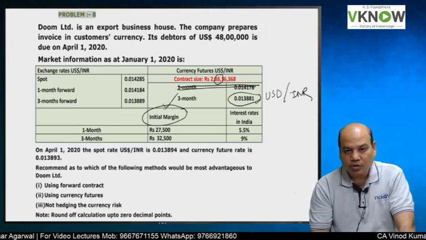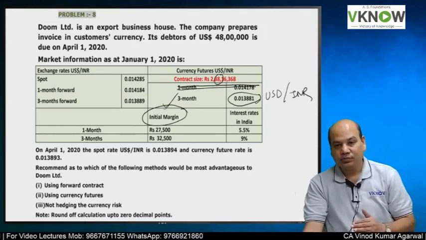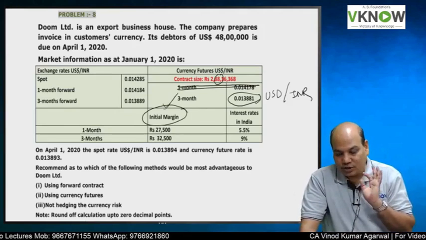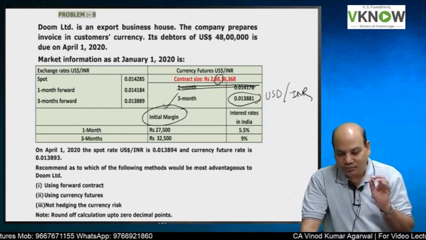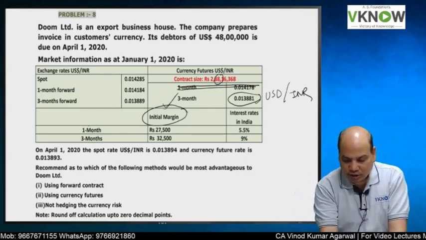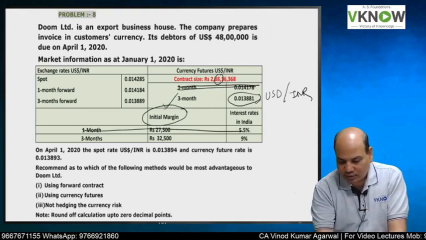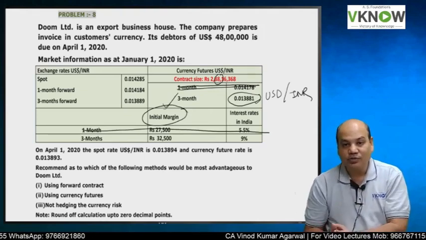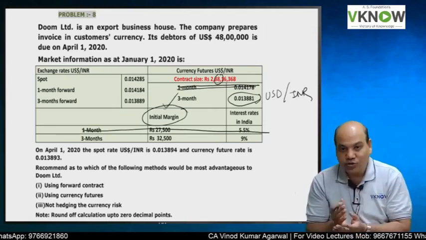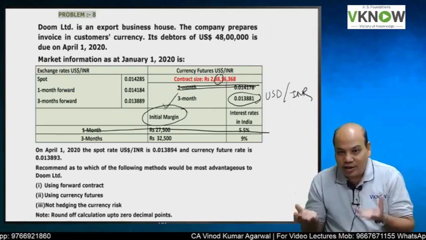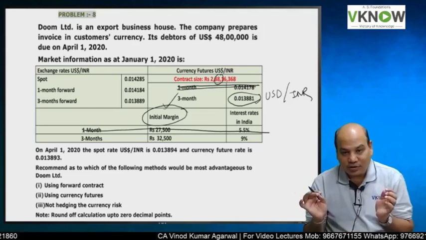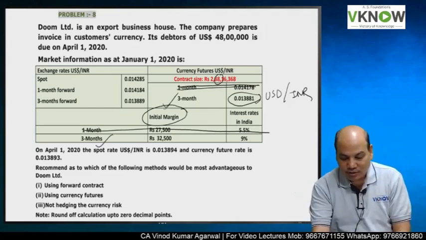When you take a future contract, not forward, future, the exchange requires you to deposit initial margin. Again, the 1 month data is irrelevant. Unnecessary, they have given it to confuse you and extract money from a poor student who has already dedicated his youth for this course. 3 months is relevant.